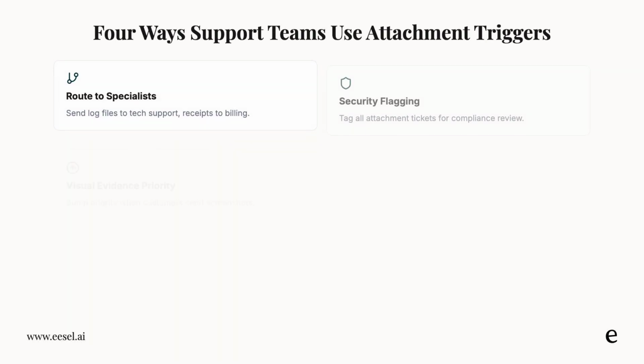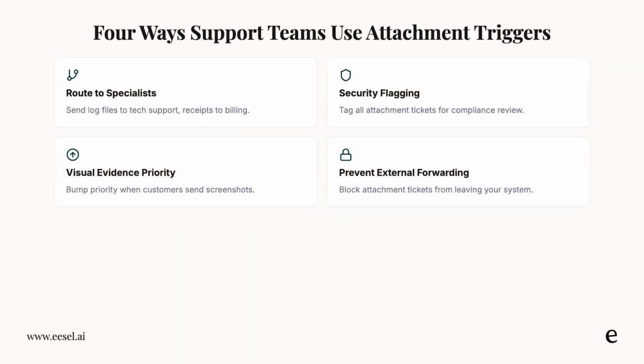Teams use attachment triggers for 4 main things: routing log files to technical support and receipts to billing, flagging sensitive attachments for security review, bumping priority on tickets with visual evidence, and blocking attachment tickets from reaching external systems. Each use case builds on the same simple condition.